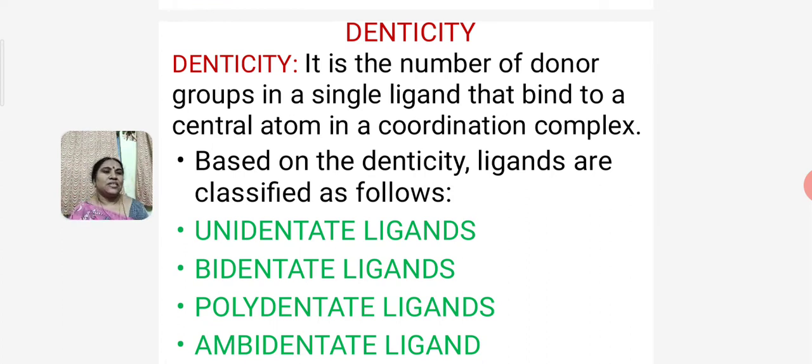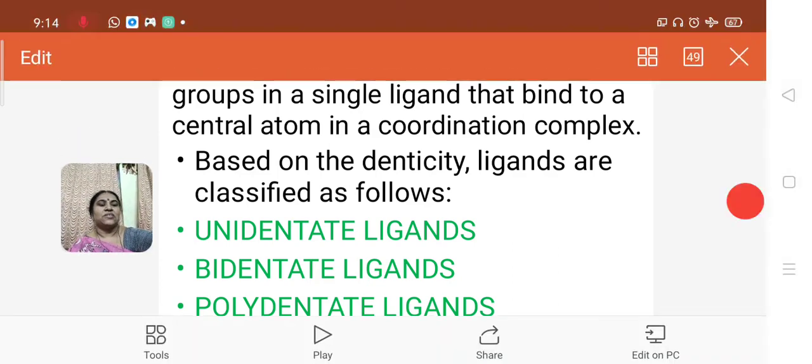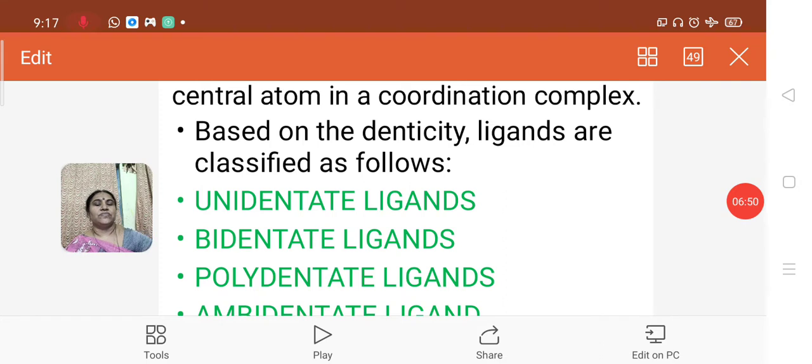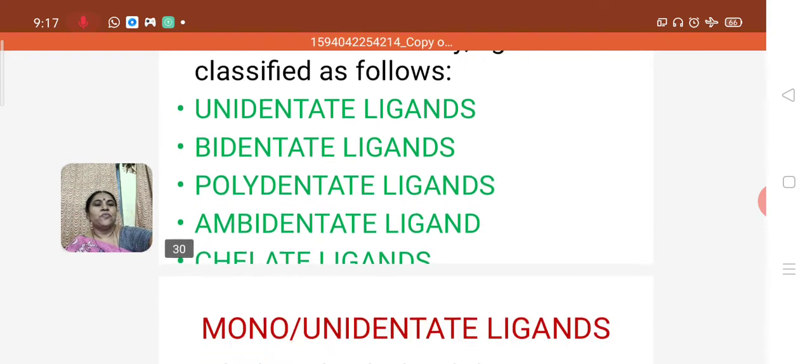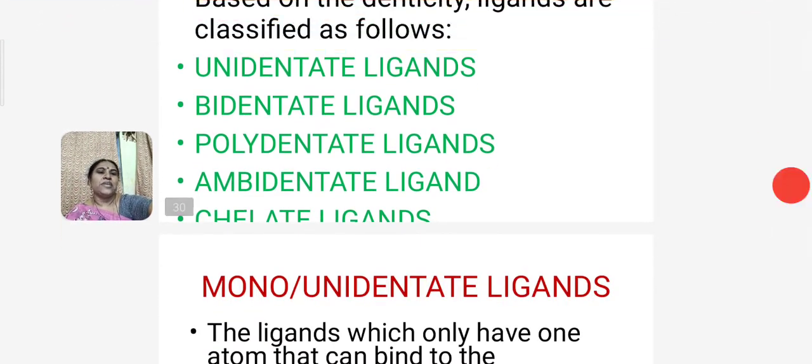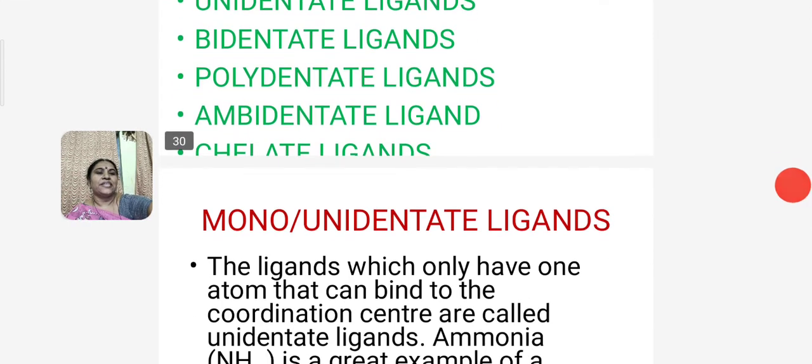And now let us learn what is denticity. It is the number of donor groups in a single ligand that bind to a central atom in a coordination complex. Did you understand what is? Based on denticity, ligands are classified as follows: unidentate ligands, bidentate ligands, polydentate ligands, ambidentate ligands, and chelate ligands.